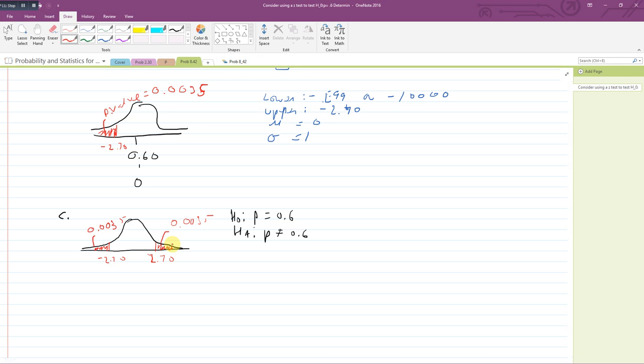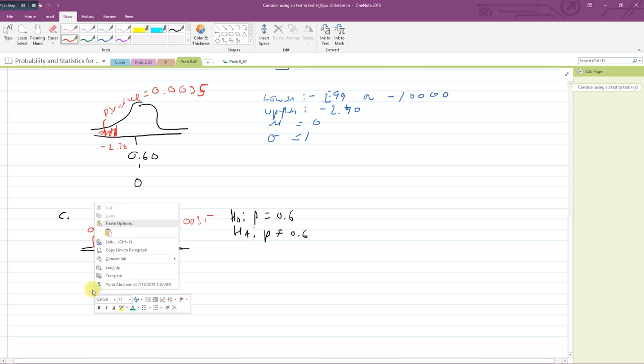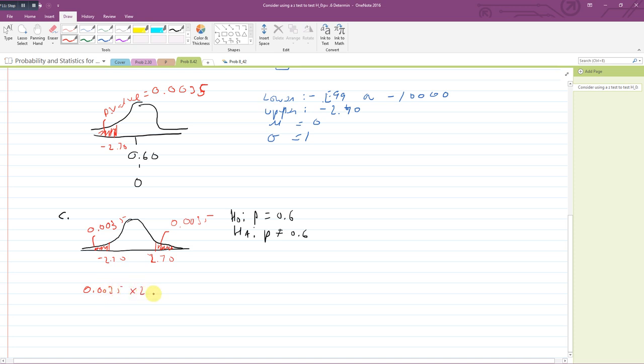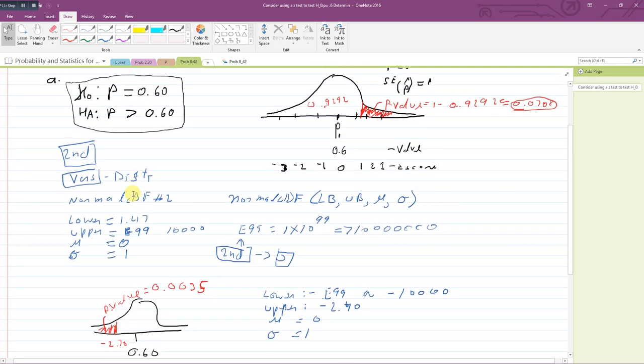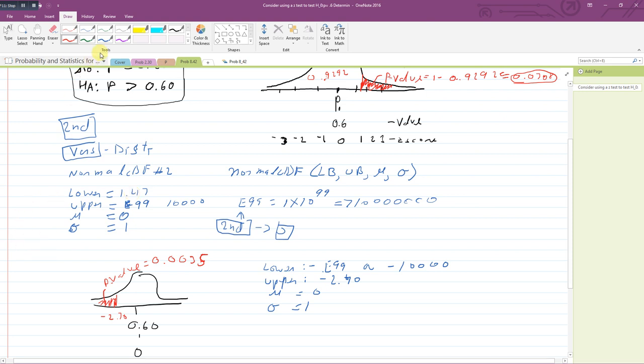So 0.0035 times 2, or just add them together, will give you 0.0069. So that will be the answer for that one. The p-value for this will be that one. And that's pretty much it. So letter C is similar to B. Oh, I wrote down B right here. This is B. Okay.